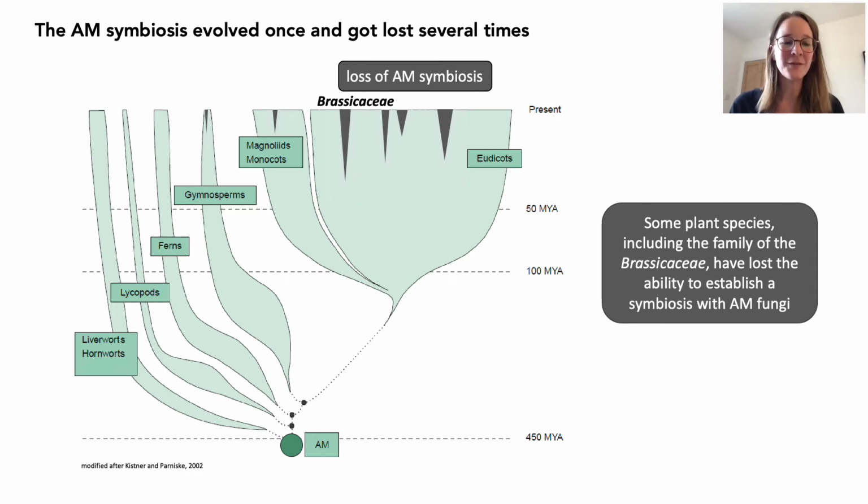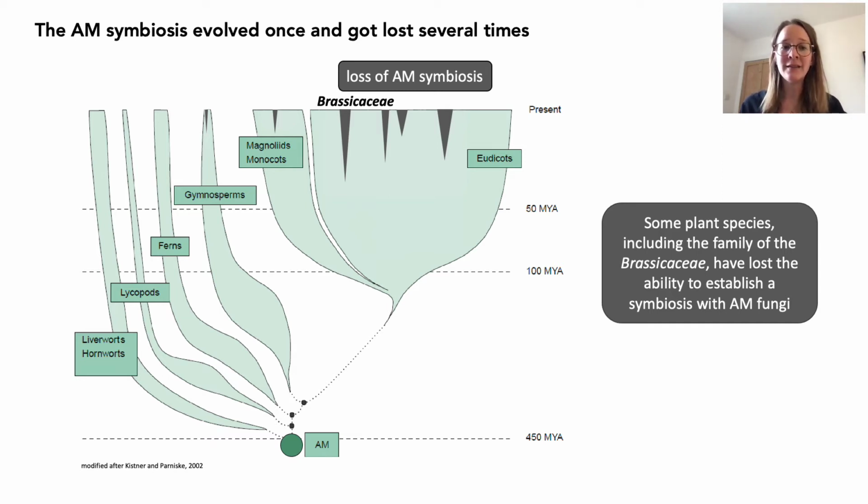Now, because of this fossil evidence, today we think that this symbiosis evolved once very early during land plant evolution, about 450 million years ago. This is when plants transitioned from an aquatic environment to a terrestrial environment. And we think that this symbiosis was actually crucial to enable plants to colonize land.